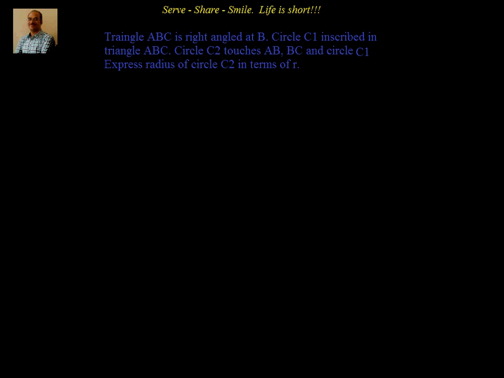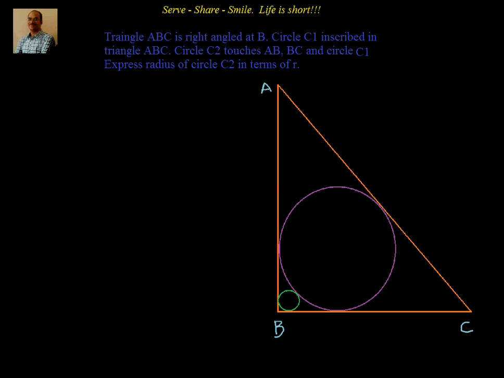So how to do this problem? For that, first we'll try to draw this diagram. We'll try to get a right angle triangle ABC. We'll try to draw the circle C1 which is inscribed in the triangle, and also we'll try to find out how circle C2 will be located so that it touches AB, BC and also circle C1. So let's have a look at the diagram, how it looks. So this is how the diagram looks.